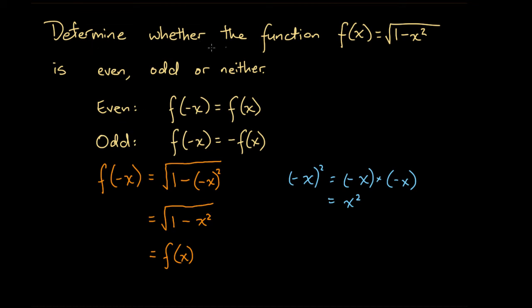Consequently, we've determined that the function f of x equals the square root of 1 minus x squared is an even function. So this function is even. And we're done.